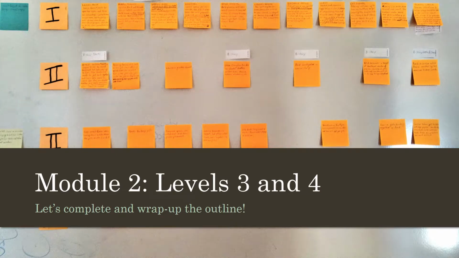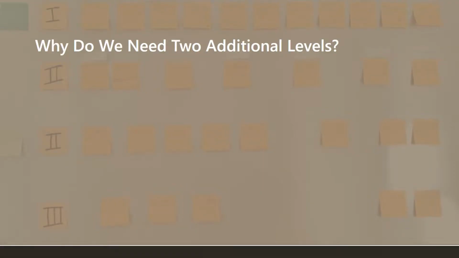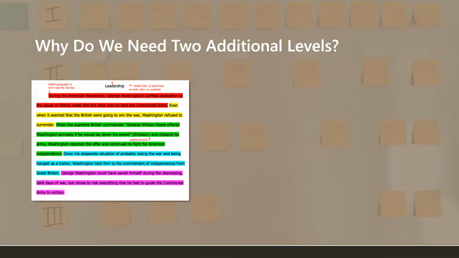Welcome to Module 2. In this module, we will discuss levels 3 and 4 as to wrap up the course. You may be asking yourself, why do I need 2 more levels in my outline? Well, the reason is pretty simple. We haven't discussed anything that goes into paragraphs.